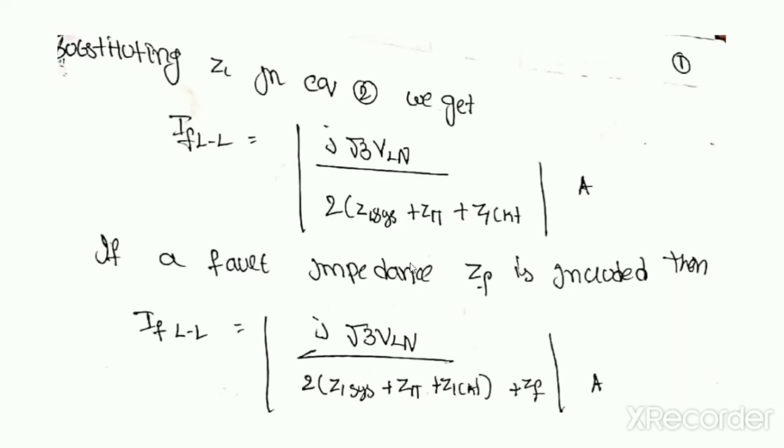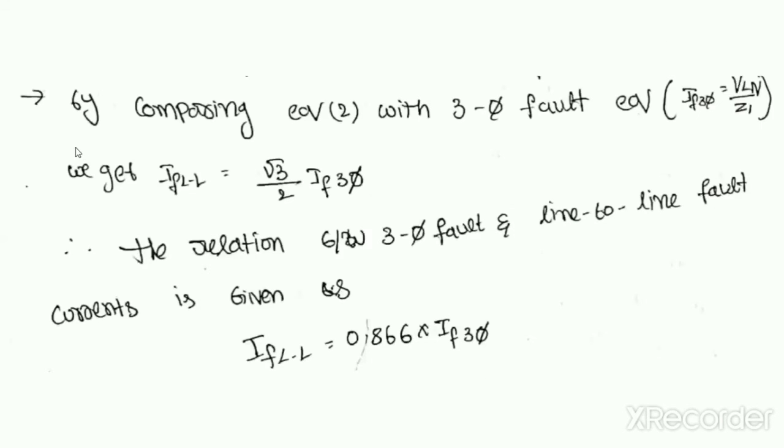If a fault impedance ZF is included, then IF line to line is equal to j root 3 VLN by 2 into Z1 system plus Z1T plus Z1 circuit plus ZF. ZF is the fault impedance.